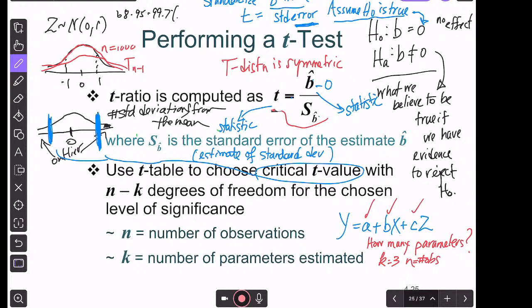Very good. Okay, don't forget the A, guys. Don't forget the intercept. That's a parameter too. All right.